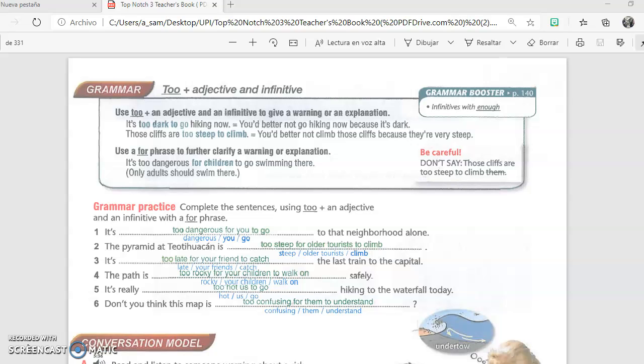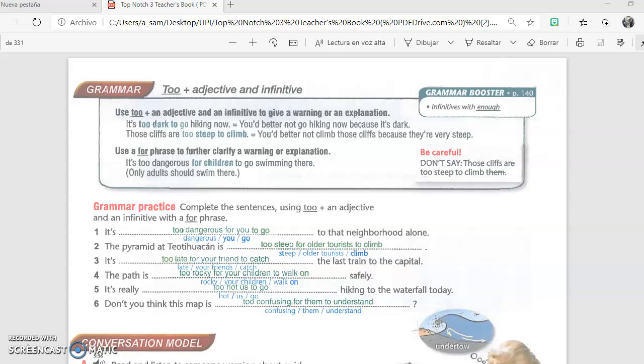Cuando vamos a dar una prevención o una explicación, podemos utilizar la palabra to, un adjetivo, y de ahí un infinitivo. Veamos el ejemplo que aparece ahí. It's too dark to go hiking now. Ahí estamos dando una prevención. Estamos diciendo que es muy oscuro para ir a escalar ahorita. Estamos utilizando lo que está en azulito, es lo que estamos trabajando en este momento.